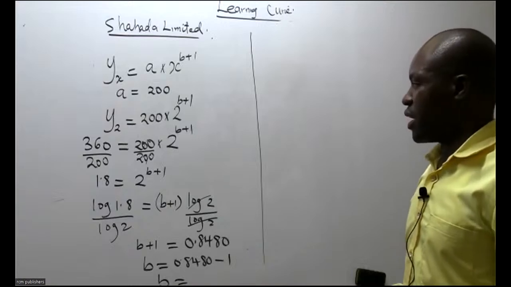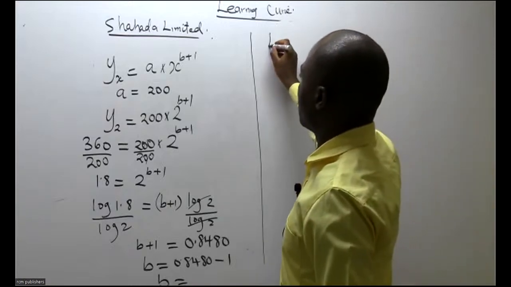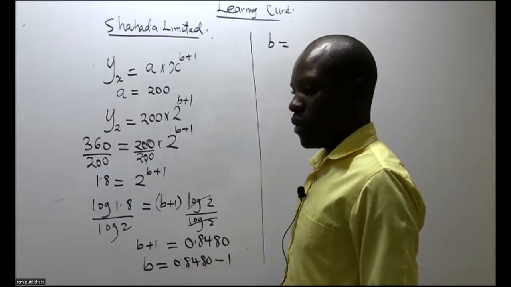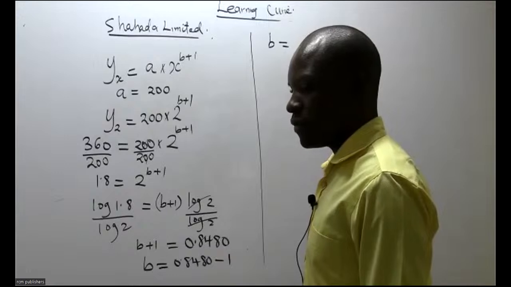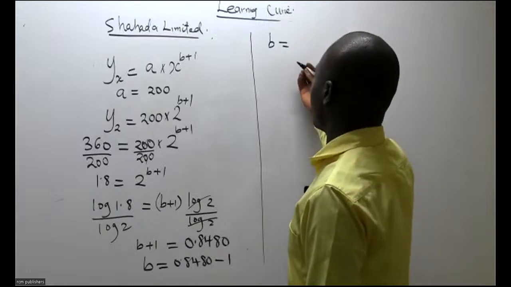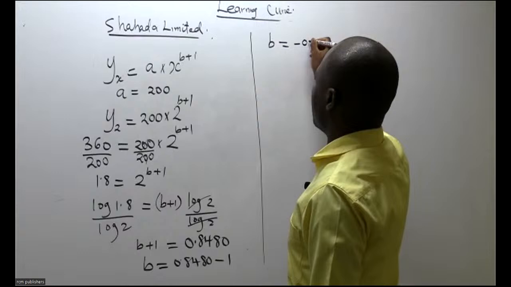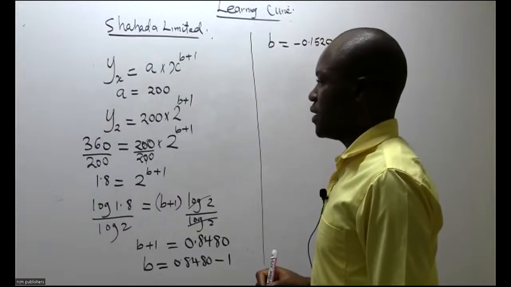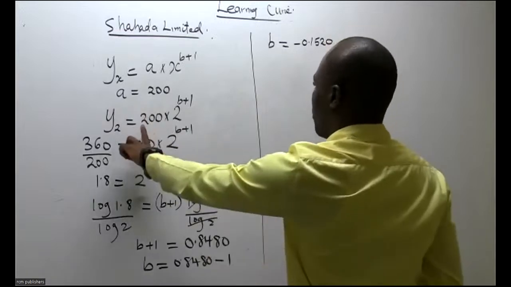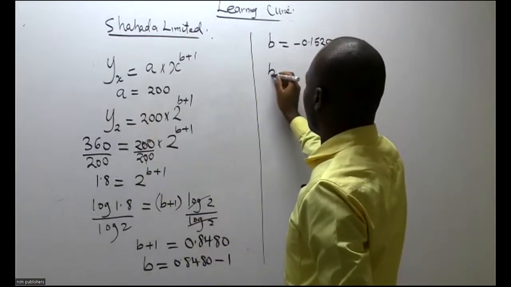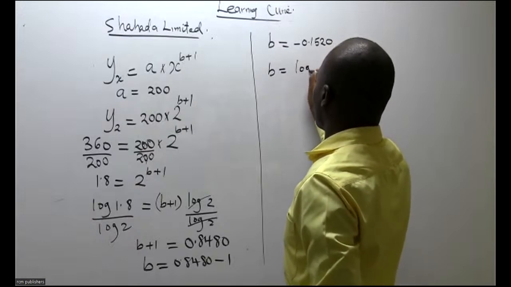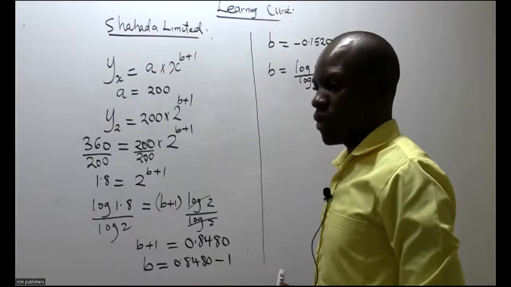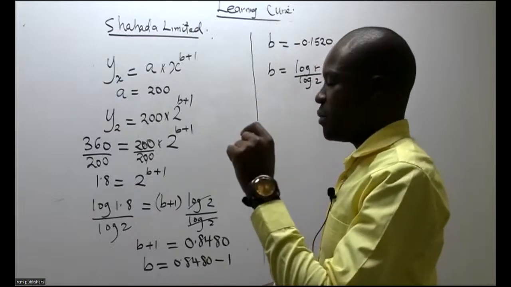So what is the value of B? Are we getting the value of B? The value of B, negative 0.1520. That is what we are getting, is it? Now come to our formula, which we said, how do we get B? B is equal to log R over log 2.